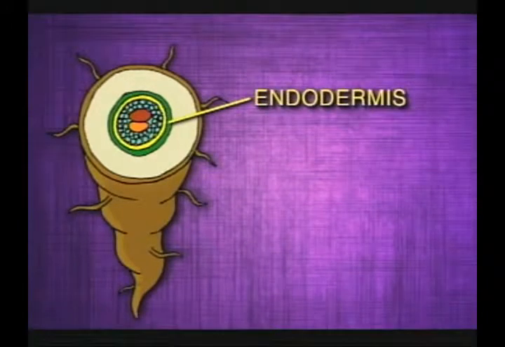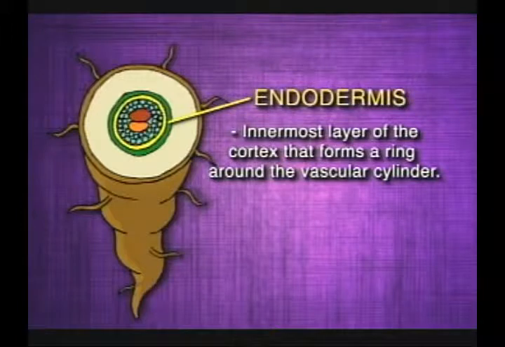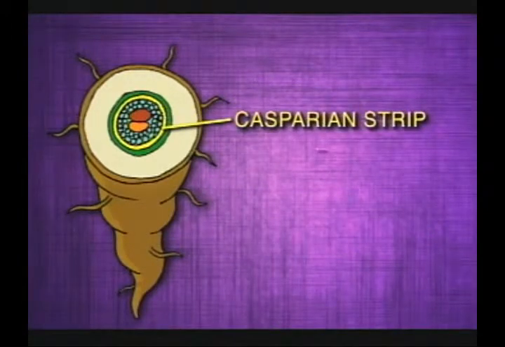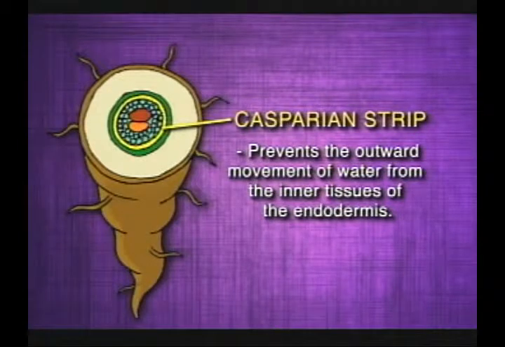The endodermis is the innermost layer of the cortex that forms a ring around the vascular cylinder. The cell walls of the endodermis are lined with a waxy substance forming the Casparian strip. This layer prevents the outward movement of water from the inner tissues of the endodermis.